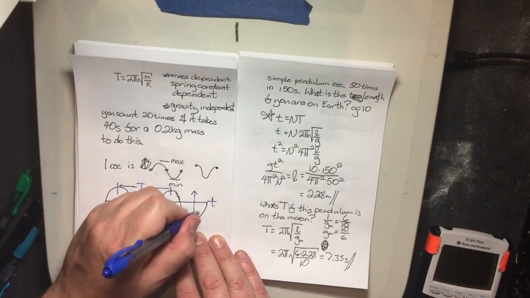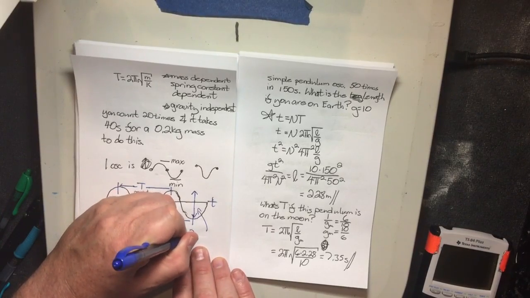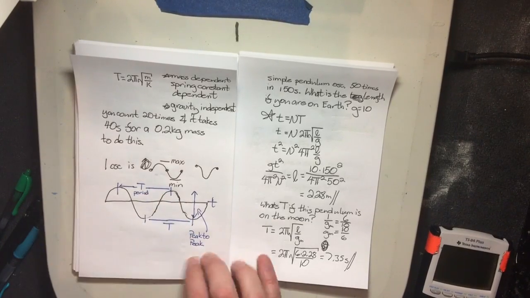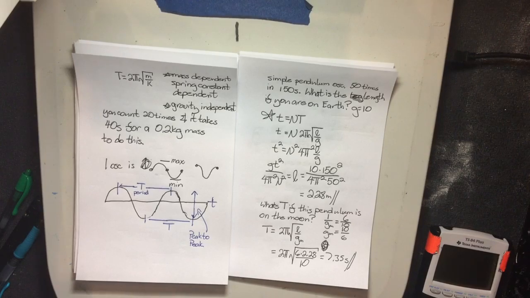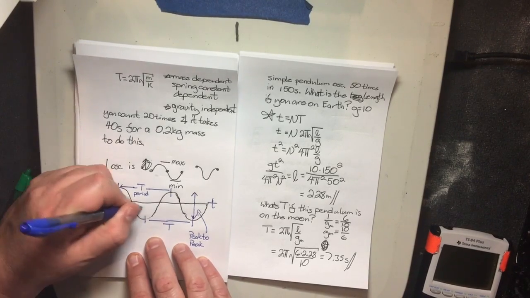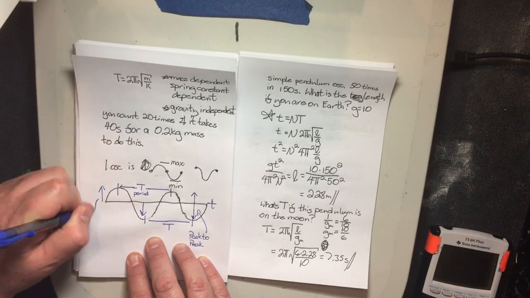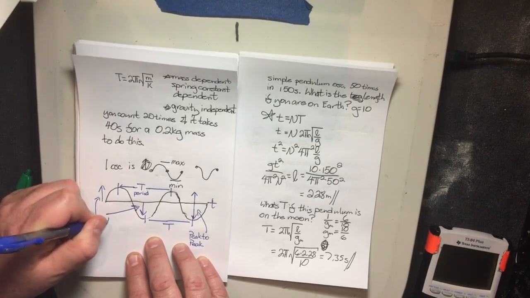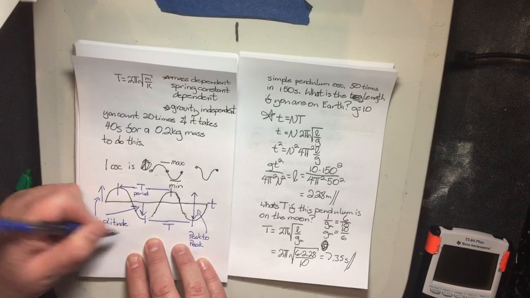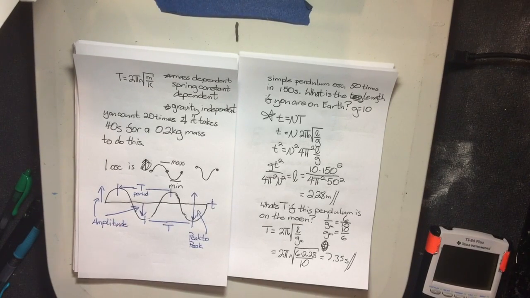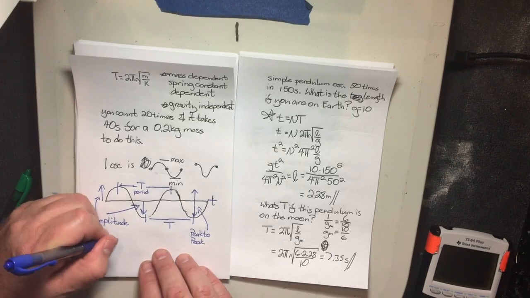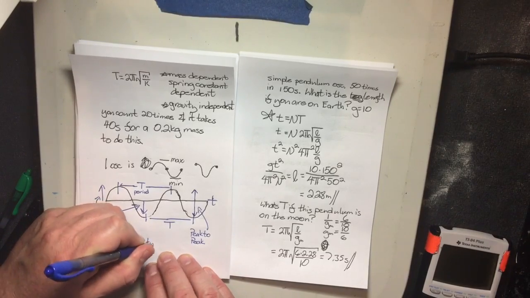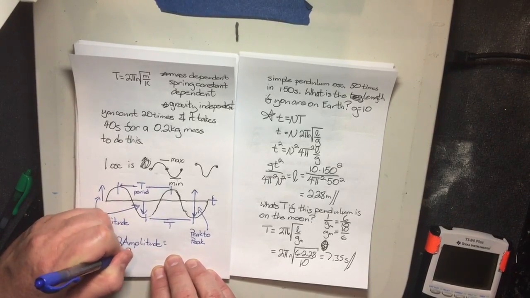This distance there, they call peak to peak. Or you could say peak to trough. And this or that, they call amplitude. And in physics, 2 times the amplitude is equal to peak to peak.